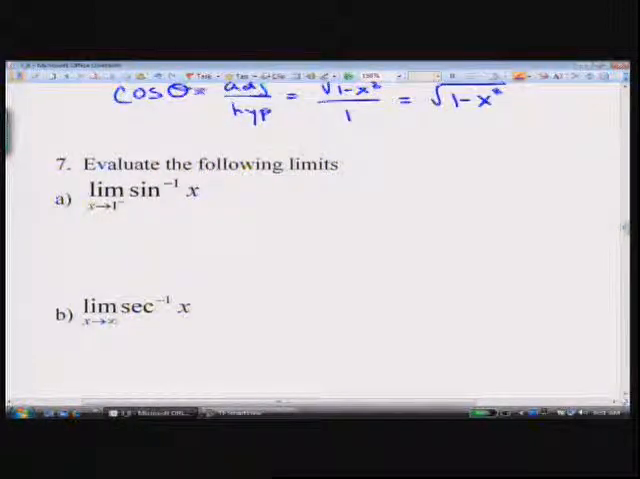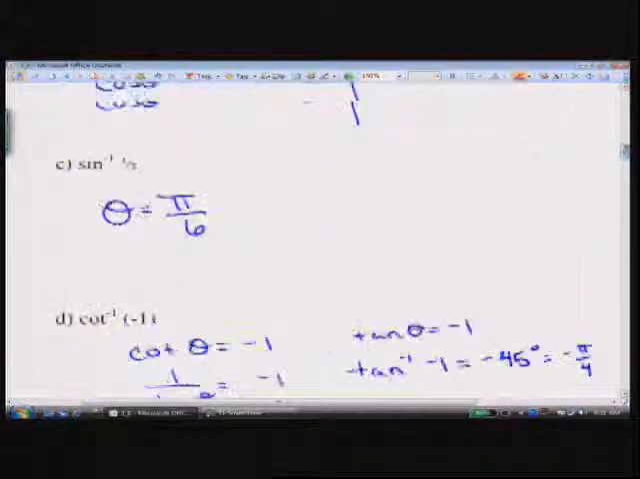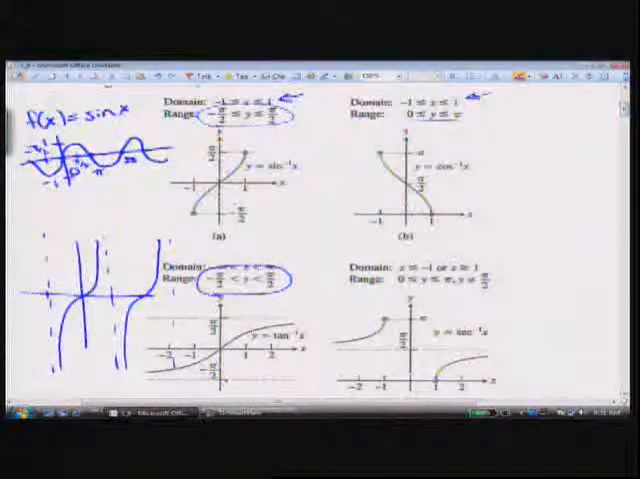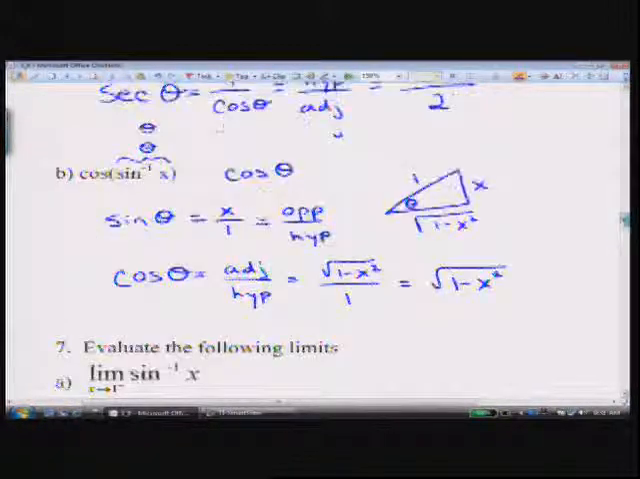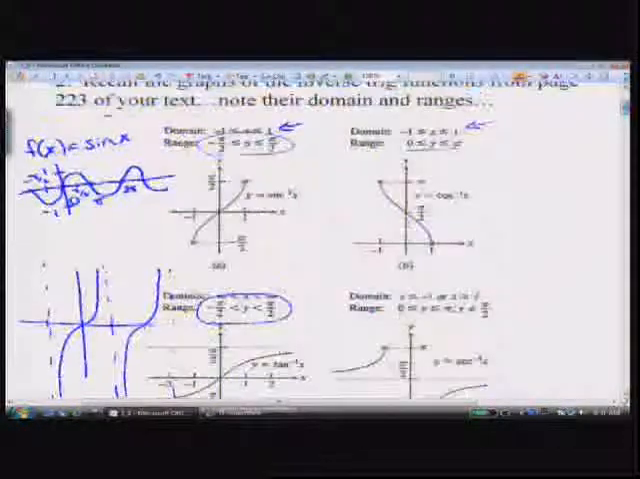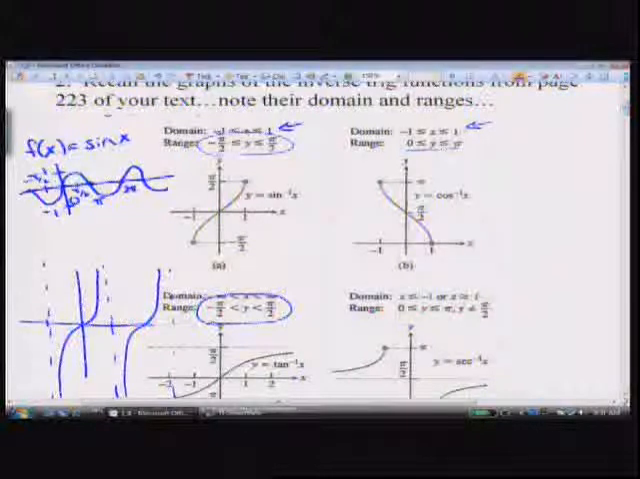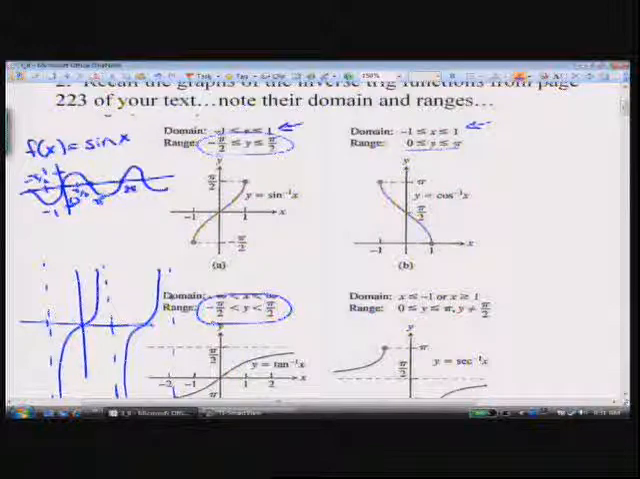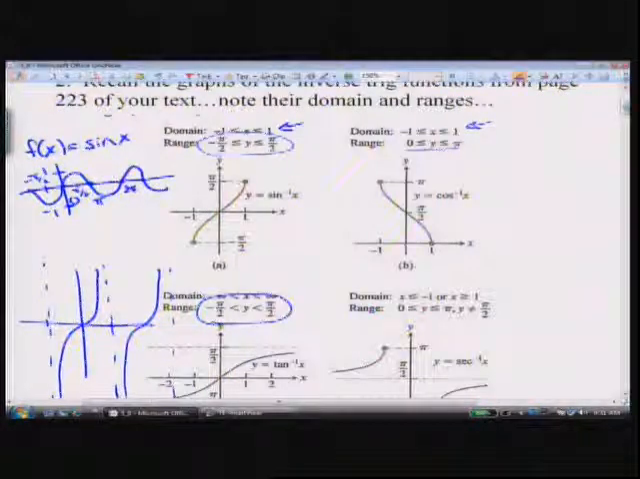Yeah, that's pretty plain. Okay, it says evaluate the following limits. We want to know the limit as x approaches 1 from the left of the inverse sine of x. So probably the easiest way to do this is to look at your graph. Here's your graph of the inverse sine. What do we want to approach? 1 from the left. So as you come into 1 from the left, what's your y value going to be on the inverse sine function? Yes, from the graph, it is pi over 2.